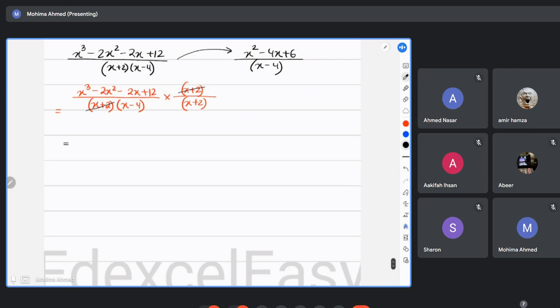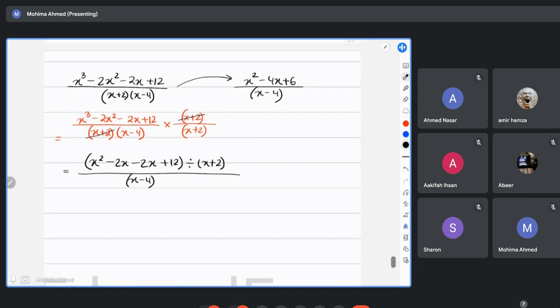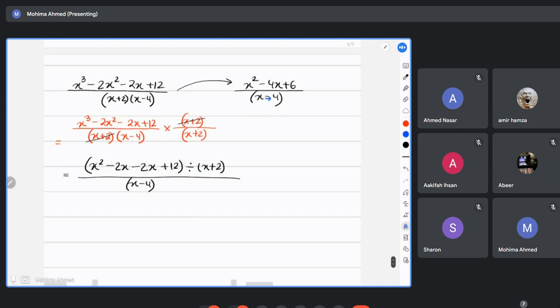At the end, I'm going to be left with x cubed minus 2x squared minus 2x plus 12. This will be divided by x plus 2, and the entire thing is divided by x minus 4. We can clearly understand that we are halfway there, right? I just have to what? Divide this polynomial with x plus 2, and whatever the quotient is, that will be placed in the numerator. Is the concept clear to all of you?